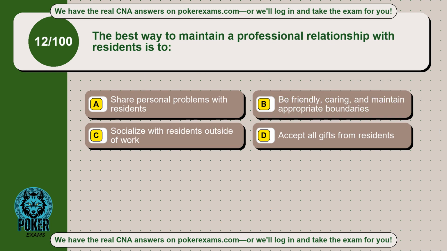Question 12. The best way to maintain a professional relationship with residents is to: Option A. Share personal problems with residents. Option B. Be friendly, caring, and maintain appropriate boundaries. Option C. Socialize with residents outside of work. Option D. Accept all gifts from residents.